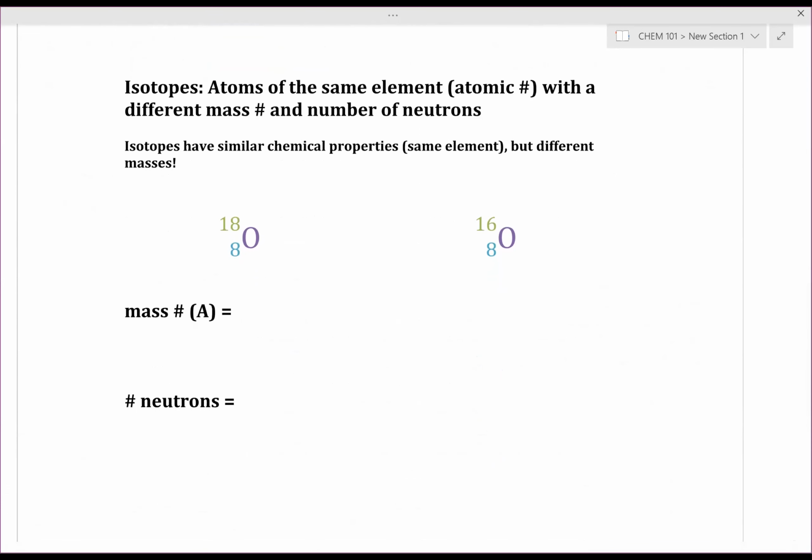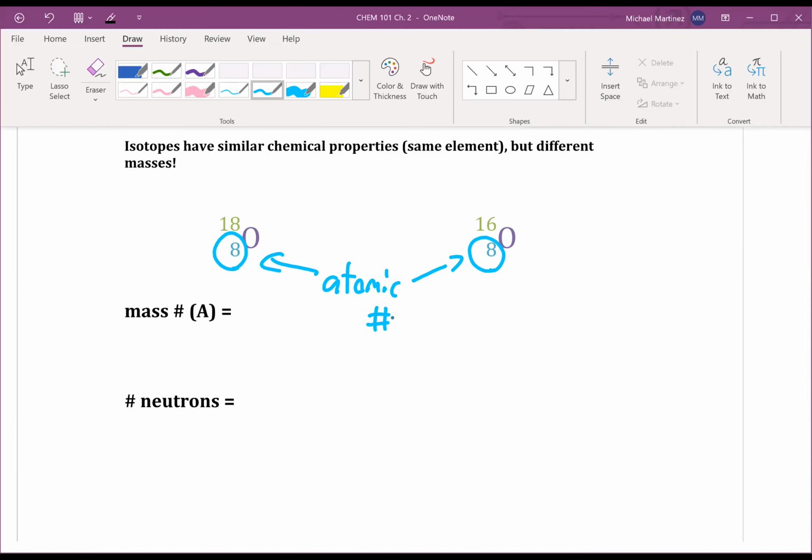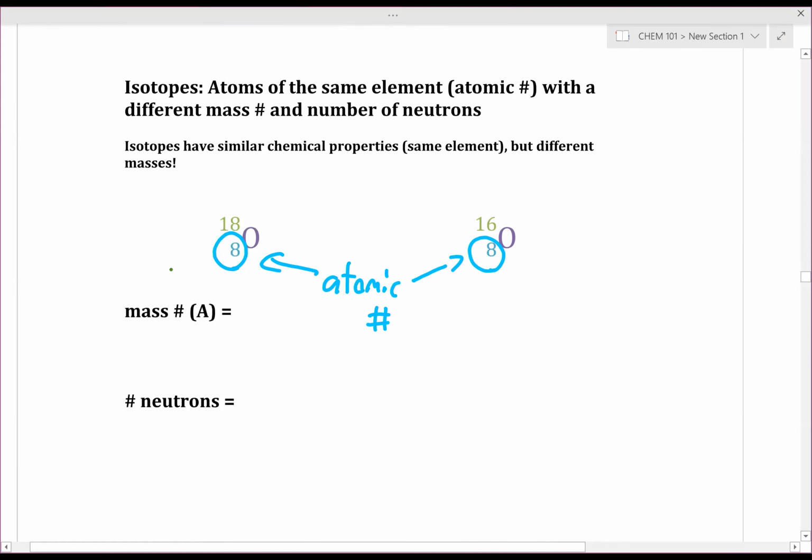Let's now talk about what happens when we have atoms of the same element, same atomic number, but with different mass numbers, different numbers of neutrons. So in this case, we're comparing oxygen 18 and oxygen 16. As we notice, are our atomic numbers the same? Yes, atomic number 8. So these atoms are the same element. However, taking a look at our mass numbers, are our mass numbers the same or different? Different.